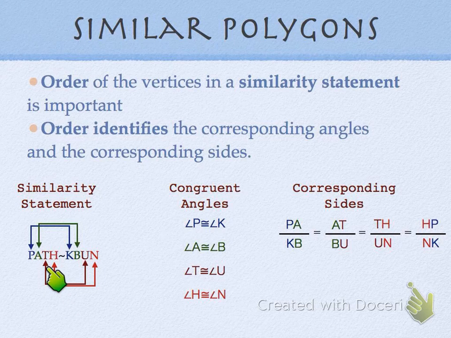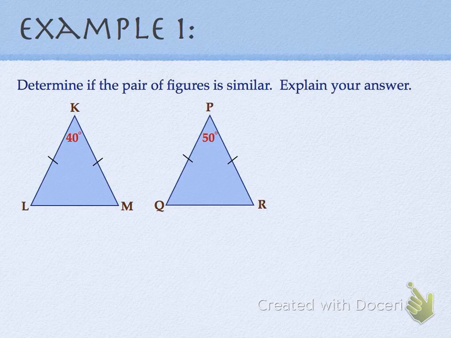Then you can look at the 2 letters. So you can look at PA matches to the first 2 letters KB over here. So PA is to KB. And then I do the second and the third letters. AT to BU, the third and the fourth, TH to UN, and then I go and use the last and the first. HP is to NK, and this is our corresponding or proportions as far as the sides are concerned. So make sure you get your notes filled in.